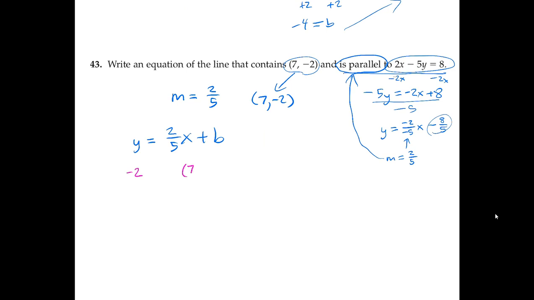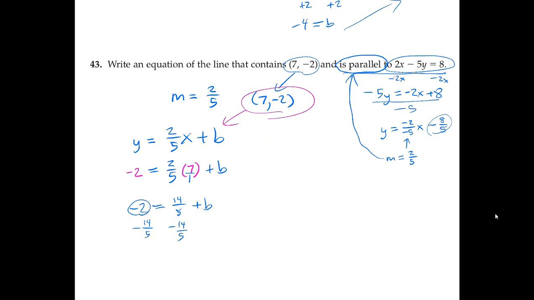So we plug in 7 here for the x. We're just plugging the point into this equation, leaving the slope and leaving the b. Okay, let's do it. We got negative 2 equals 14 over 1, top times top, bottom times bottom, fifths plus b. Subtract the 14 fifths from both sides.